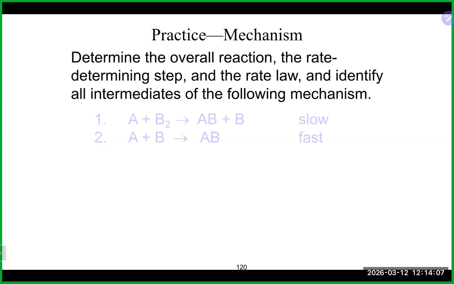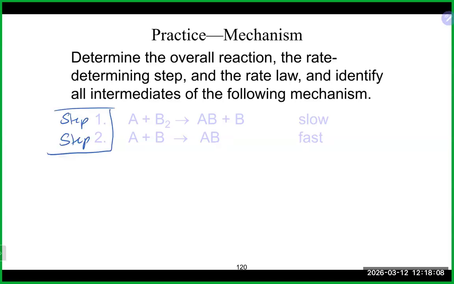All right, let's take a look at one last different type of mechanism problem here. We wanted to determine the overall reaction. We also wanted to determine the rate determining step and what the rate law should be, and identify all the intermediates of the mechanism. So I want you to take a few moments and work that out. And again, this is sort of a third type of mechanism problem.